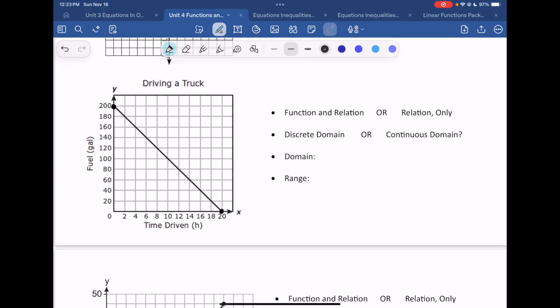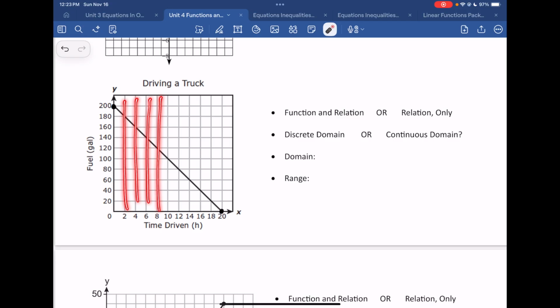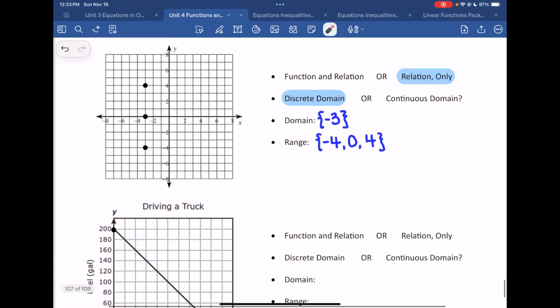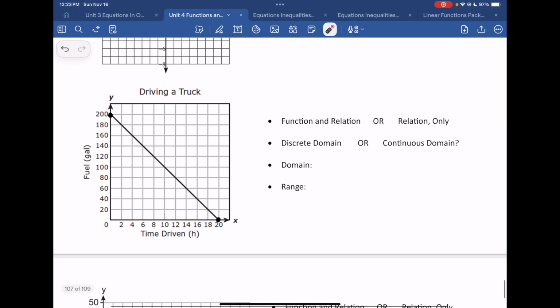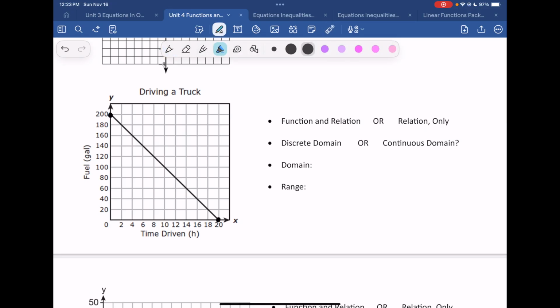Okay, if you perform the vertical line test, this is going to pass. So this is a function. Basically, any line that's not vertical is going to be a function. So as you can see, the one before it, that's a linear pattern of a vertical line. So it's not going to be a function. But this is good. This is a function and it's a relation. And the points are connected, so the domain is continuous.